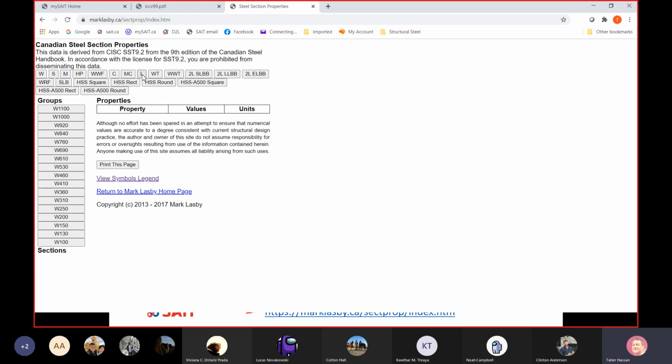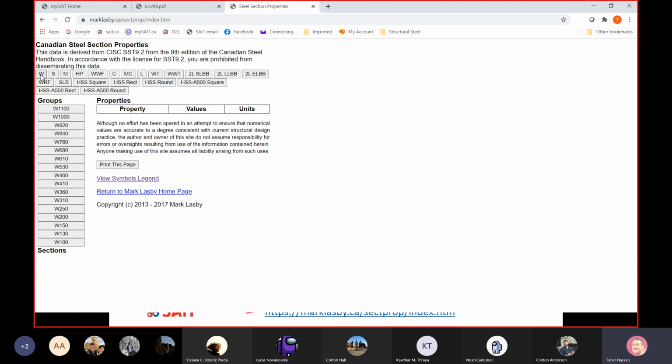So can anybody guess what L is? How does the L look like? It's L-shaped. It's exactly an L shape, like an angle. So this is one of the standard sections. Again, I'm not going to go into the details of all of those. There are some hollow sections and pipes, stuff like that. My discussion will focus on W.